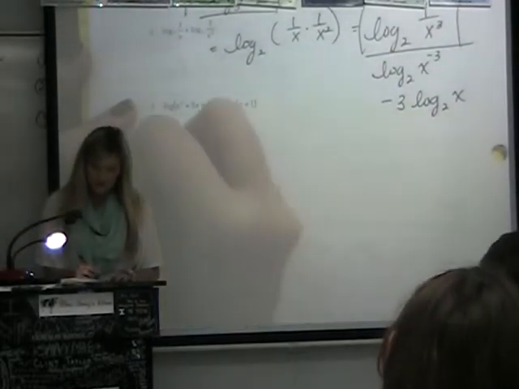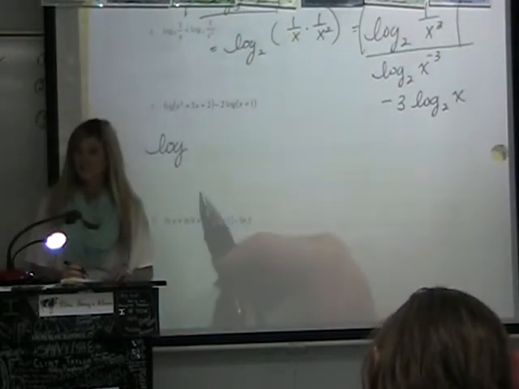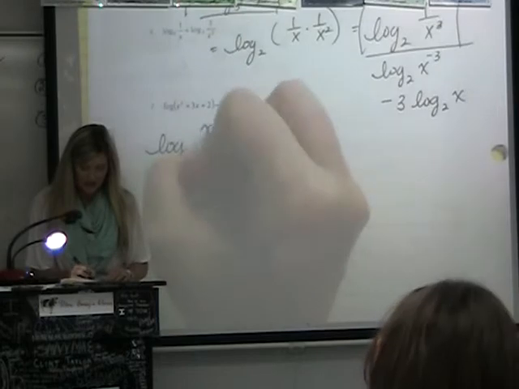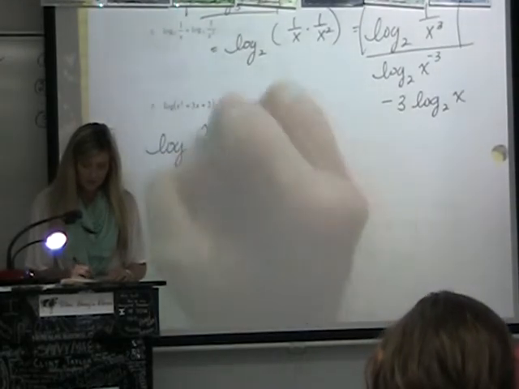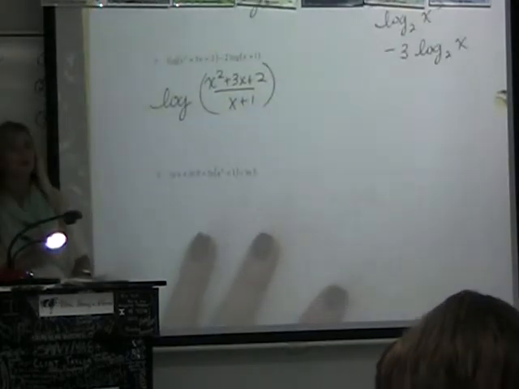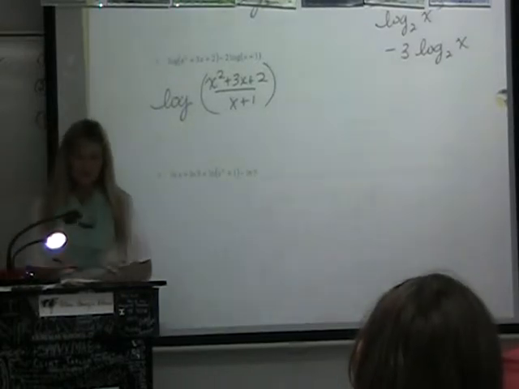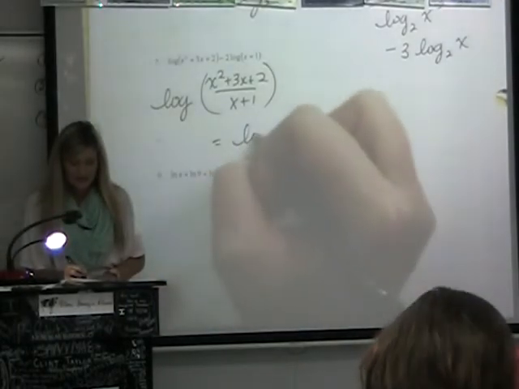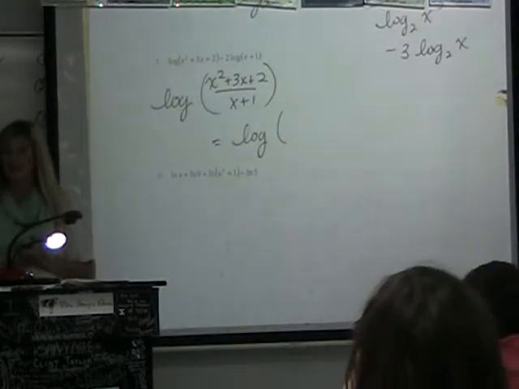Number 7 is subtraction, which implies division. And so we have x squared plus 3x plus 2 over x plus 1. What's the base on that logarithm? Good, base 10. If it doesn't have a base, it's understood to be base 10. Now, for this one, I can simplify what's inside my parentheses by factoring.